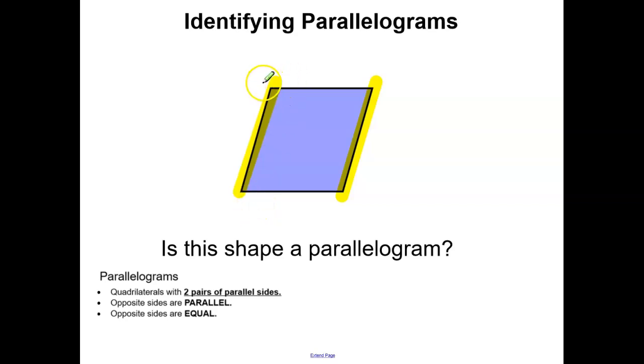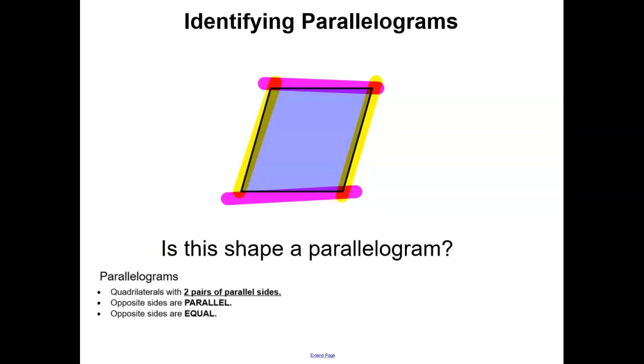But to be a parallelogram, it has to have two pairs. So let's try this side. Okay, so this side I'm going to draw right here. Does it have an opposite side that's parallel? You're right, it does. So the reason that this rhombus is a parallelogram is because it has two pairs of parallel sides. These sides are parallel and these are. And the opposite sides are equal. Yes, if this was 10 inches, this would have to be 10 inches too.